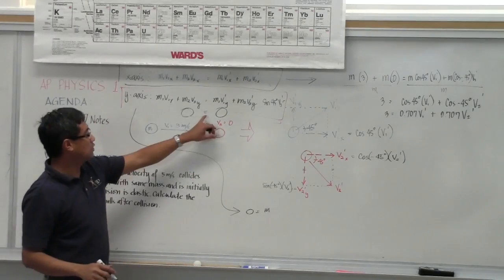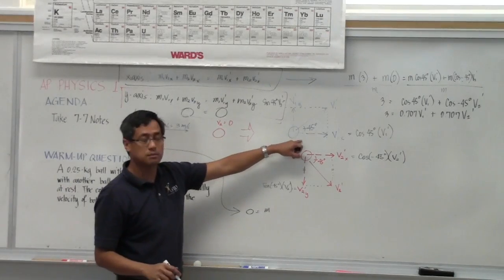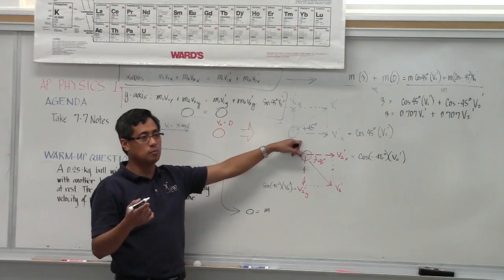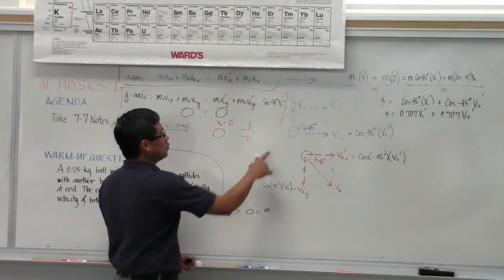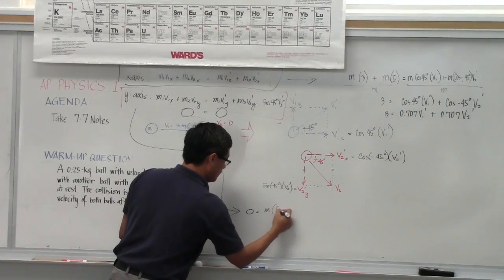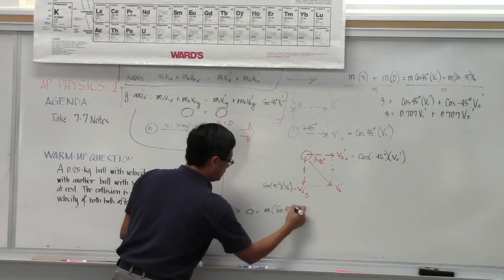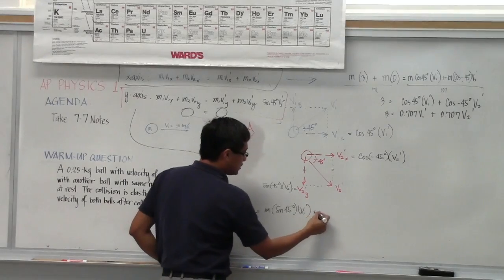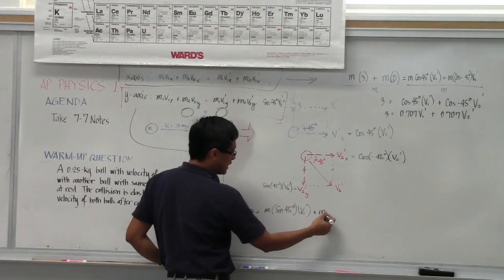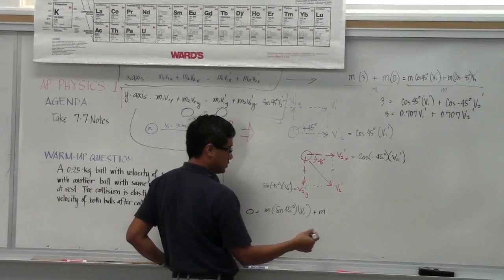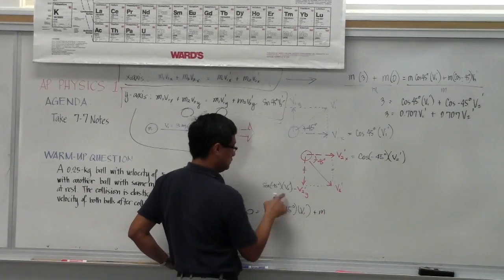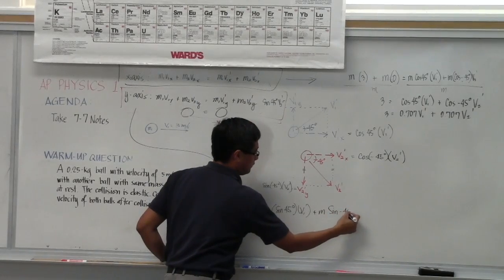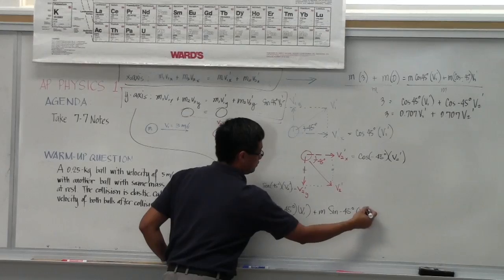What is the y component of the first object after they collided? No, the y velocity. It was sine 45 degrees V1 prime, right? Now, what is the velocity of the second object on the y-axis? Sine negative 45 degrees V2 prime. Yes?